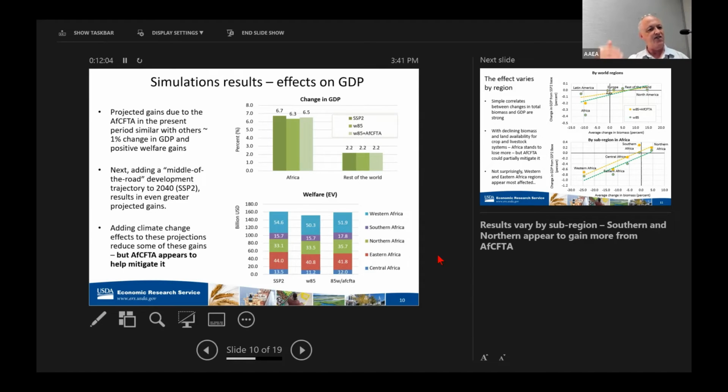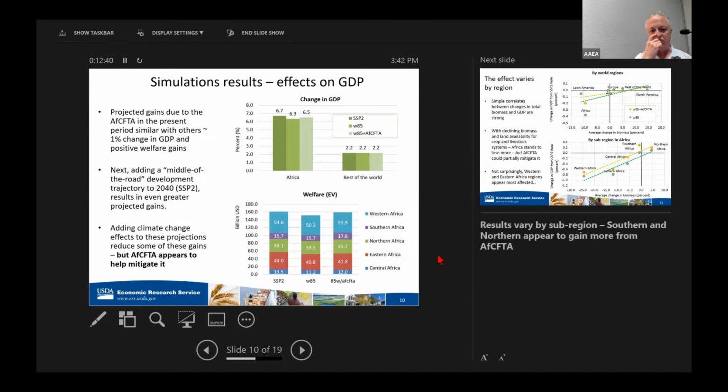But now we add this SSP2 scenario to 2040. And of course, the results are going to be much bigger with growth. Change in GDP could be up to 6.7% on just the base. But when we introduce climate change, that drops to about 6.3%. And of course, nothing much is happening in the rest of the world. This is just simulations within Africa on the AfTA, but the AfTA helps to mitigate that, and growth goes up again to 6.5 in this case.